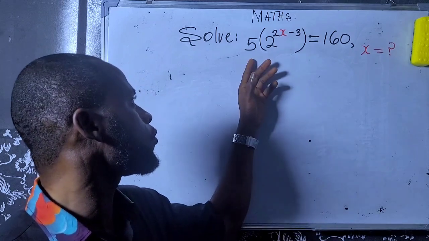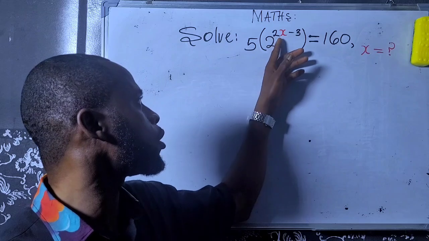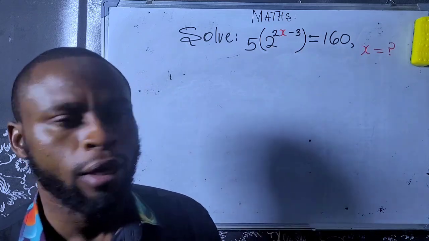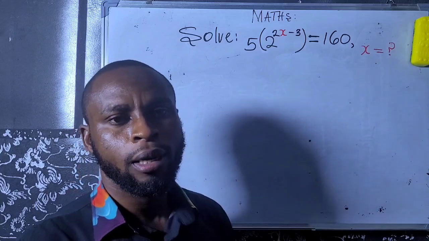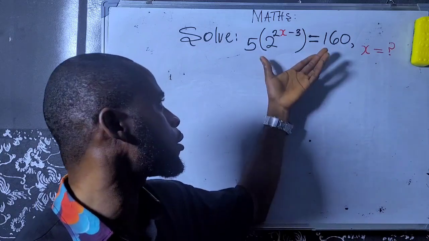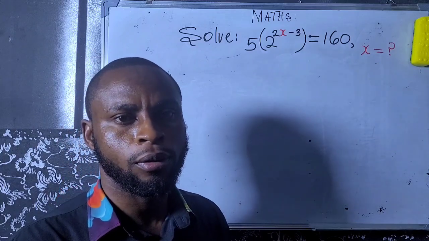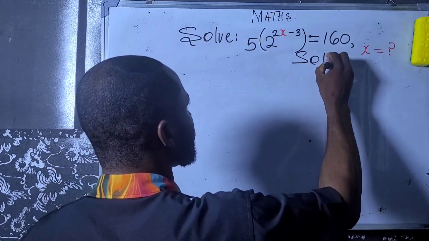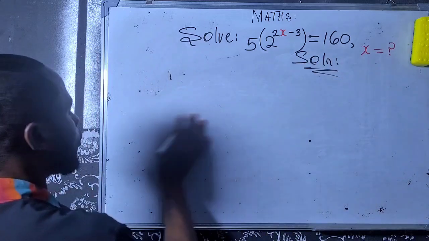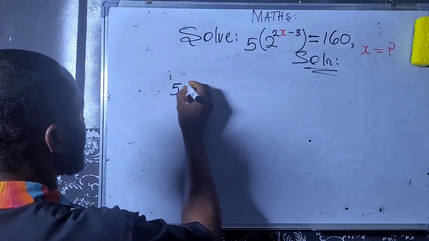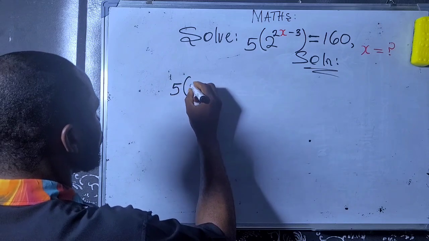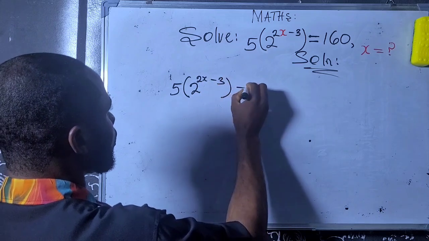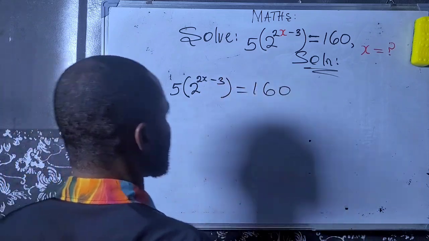We have to solve 5 times 2 to the power of 2x minus 3 equals 160. Here, we have to find the value of x that will satisfy this equation here on the board. First, I put down here the solution. I come now with the question: 5 times 2 to the power of 2x minus 3 equals 160.